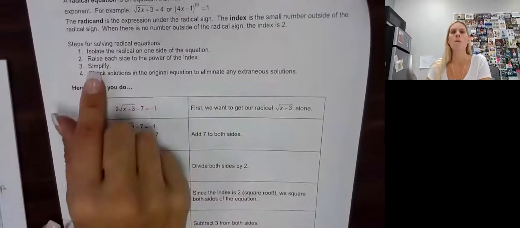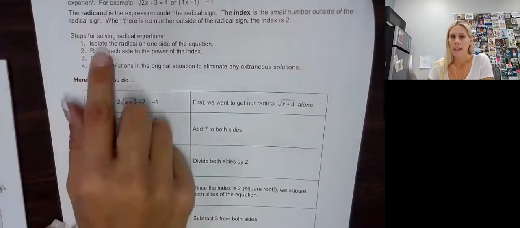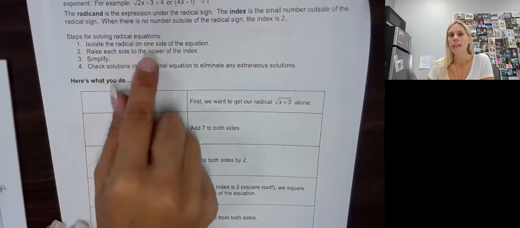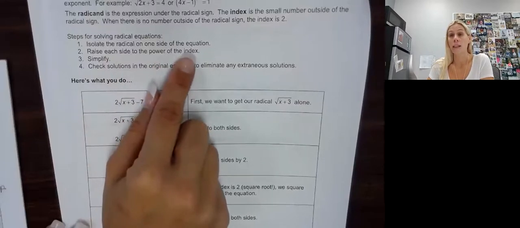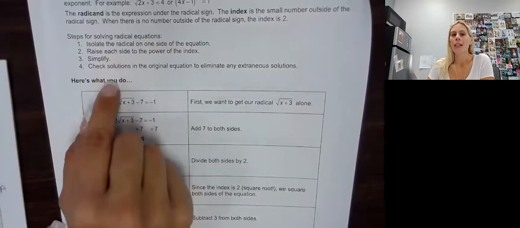So here are some steps that we can follow each time. Isolate the radical on one side of the equation, raise each side to the power of the index, so that's the root, simplify, and then don't forget to check solutions.